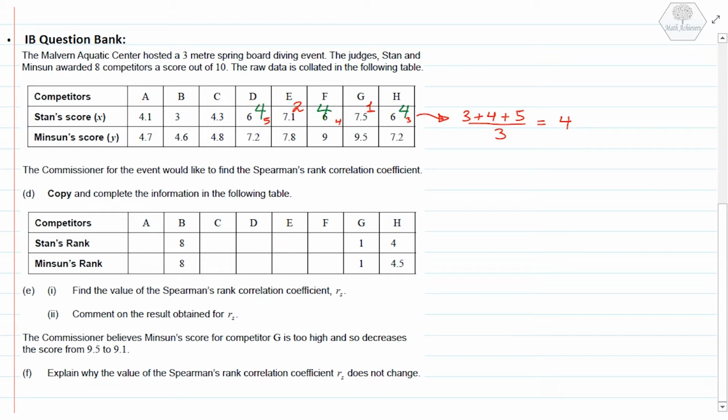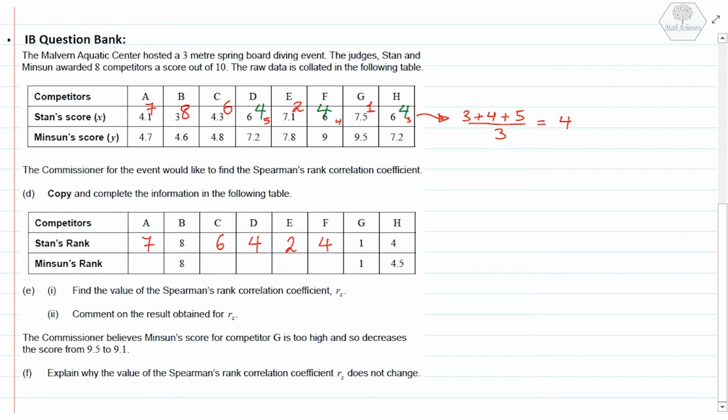Now, after the 5, we have the 4.3. So this is rank 6, and the 4.1 is rank 7, and this is rank 8. So we fill in our data. This is the second rank. This is 4, 4, 4, and this is the 6th, 7th, and 8th.